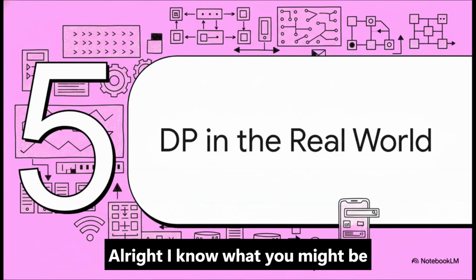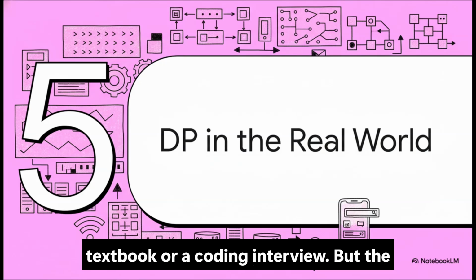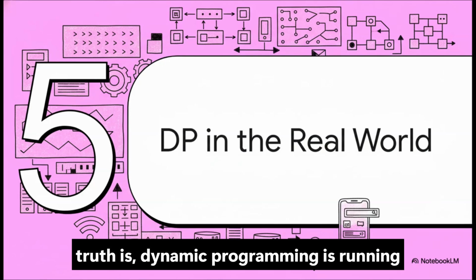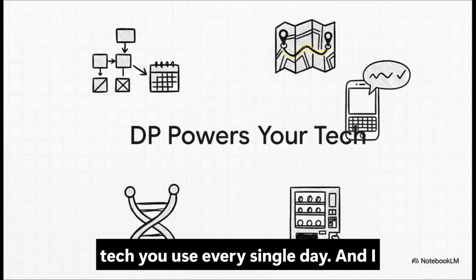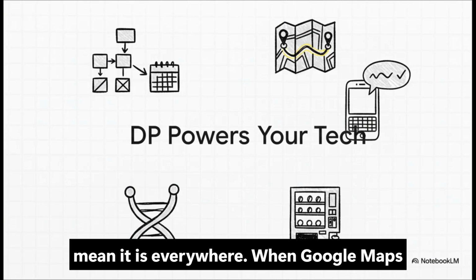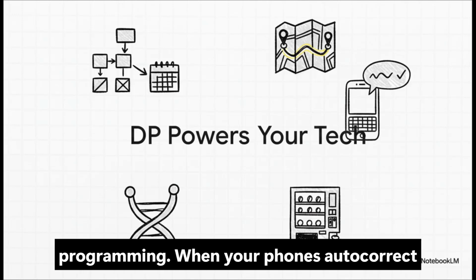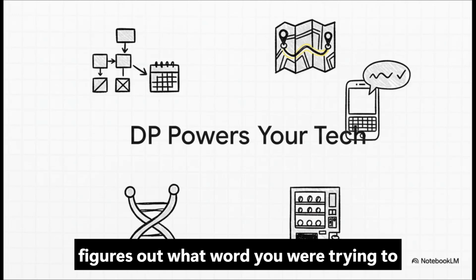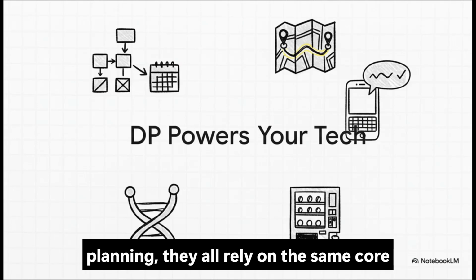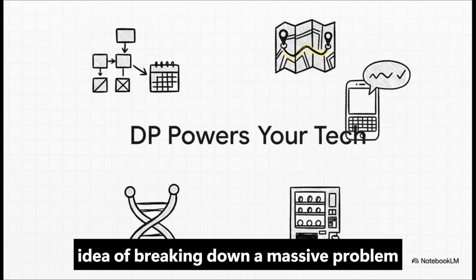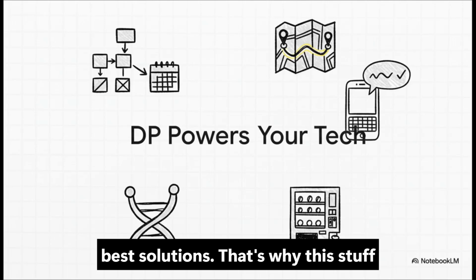All right, I know what you might be thinking. This sounds super theoretical, right? Like something you'd only see in a textbook or a coding interview. But the truth is, dynamic programming is running quietly in the background of a ton of the tech you use every single day. And I mean, it is everywhere. When Google Maps calculates the fastest way to get you from point A to point B, that's dynamic programming. When your phone's autocorrect figures out what word you were trying to type, that's DP. Vending machines, DNA sequencing, even complex project planning, they all rely on the same core idea of breaking down a massive problem into smaller pieces and building on the best solutions. That's why this stuff actually matters.